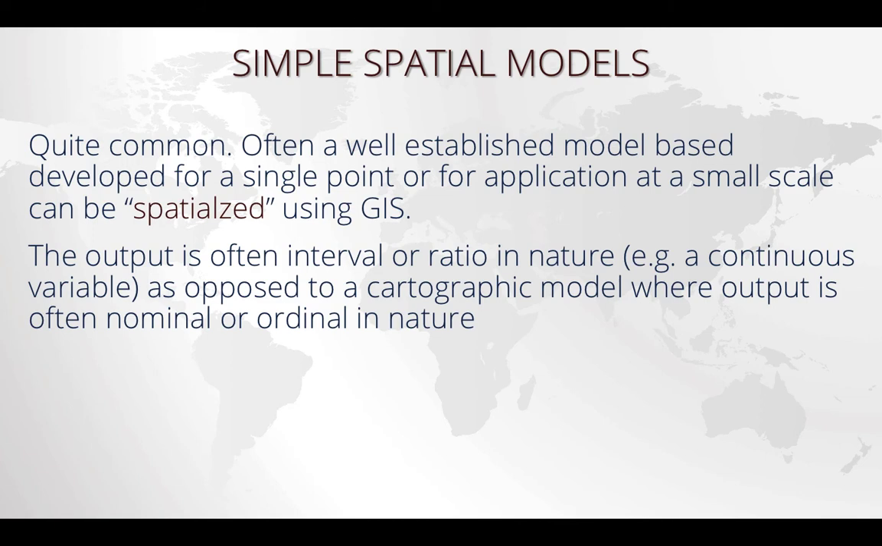In my own work, there could be models about how much snow is on the ground or how much water's in the snow, and I can spatialize these models that were developed initially to run on a single point. The output for these models is often interval or ratio in nature. It's a continuous variable, like how many kilograms per square meter of area are available for feeding, or how much water is in the snow. Where cartographic models we talked about earlier are often ordinal or nominal in nature.